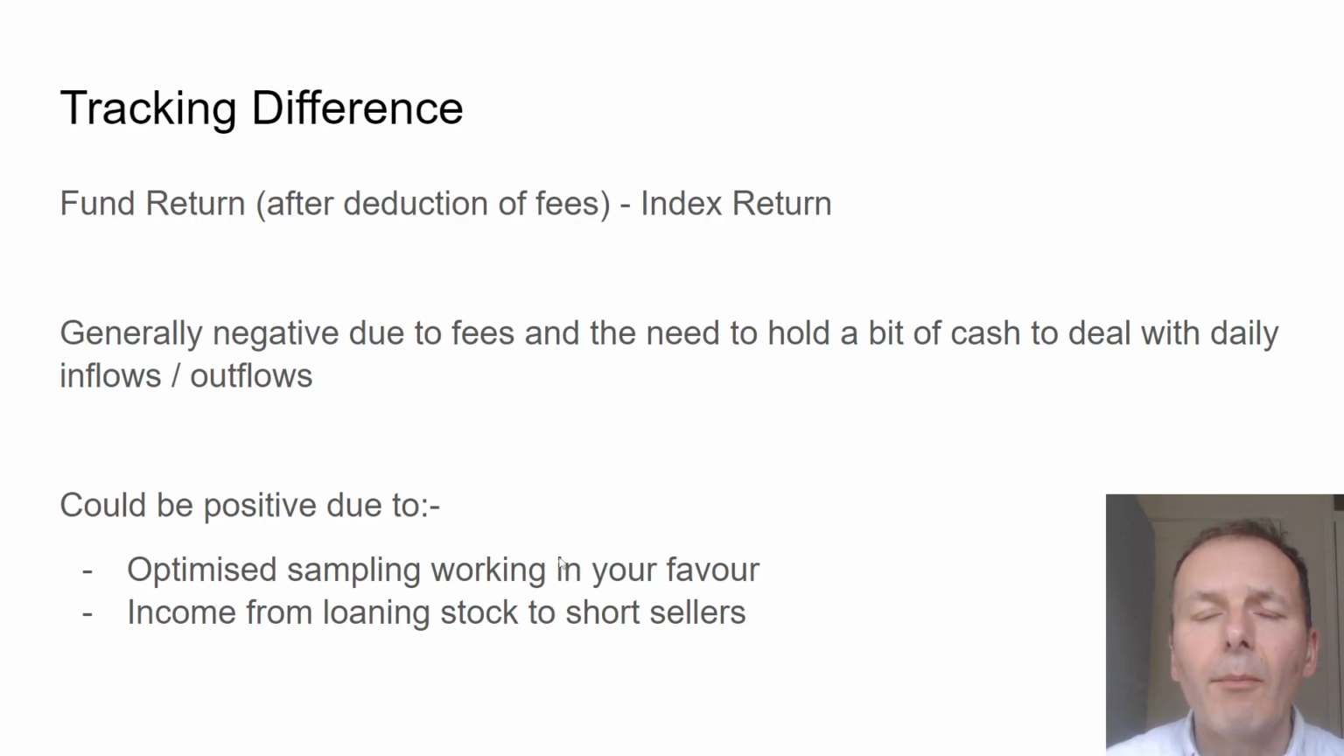So optimized sampling would be a global tracker saying, well, I can have HSBC, Barclays, NatWest, Lloyds. I'm not going to have all those banks, I'm just going to pick 2 or 3, and then if the one it decides not to pick doesn't do very well, then it can actually work out in the ETF's favor. And often with optimized sampling, it's ignoring some of the smaller caps, and actually over time small caps don't perform that well, but don't tell small cap investors that.